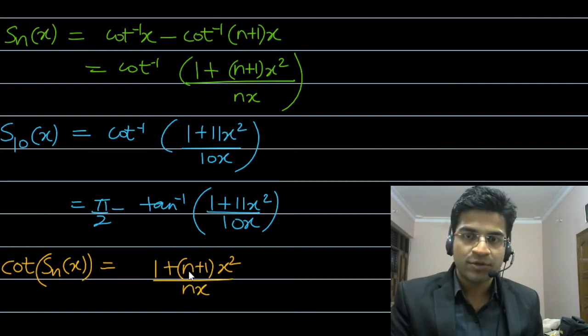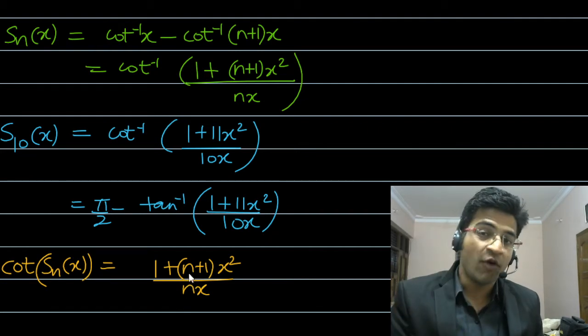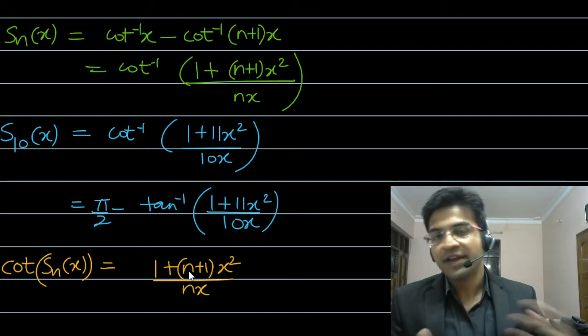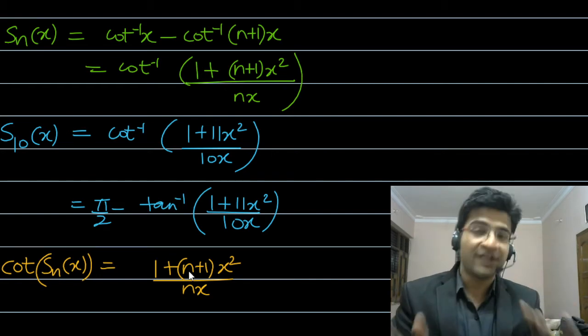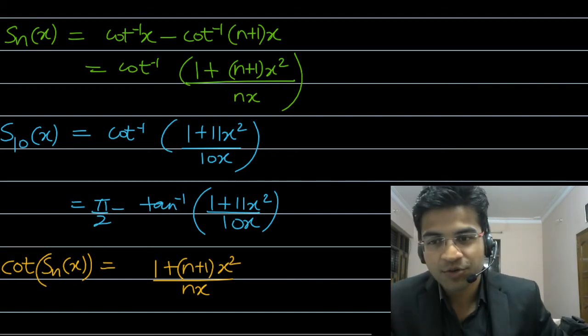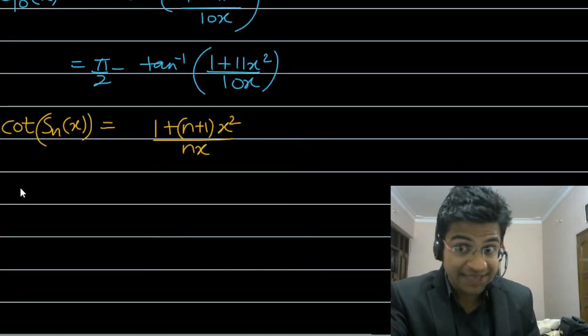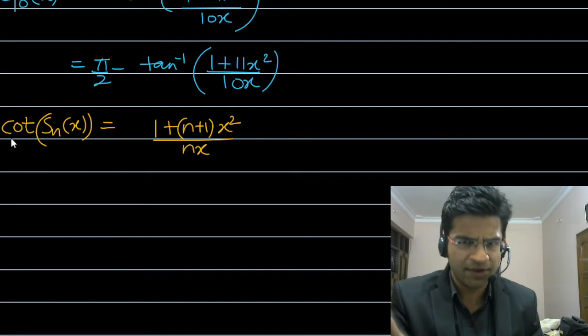And you apply the limit n approaches infinity. What is the best way forward? To divide both numerator and denominator by n. I'm sorry. So limit n approaches infinity of cot S_n(x), you apply the limit on both sides.